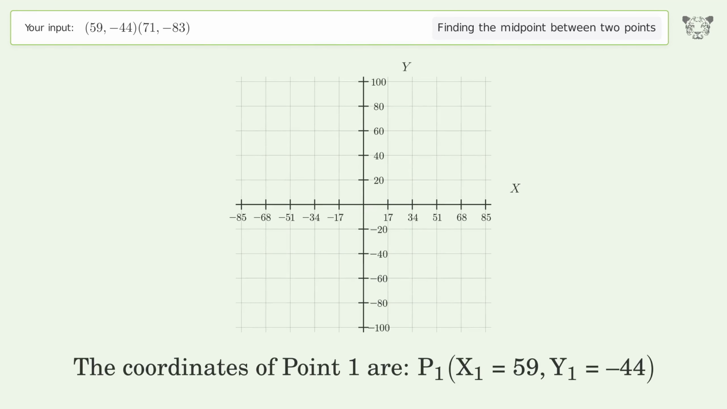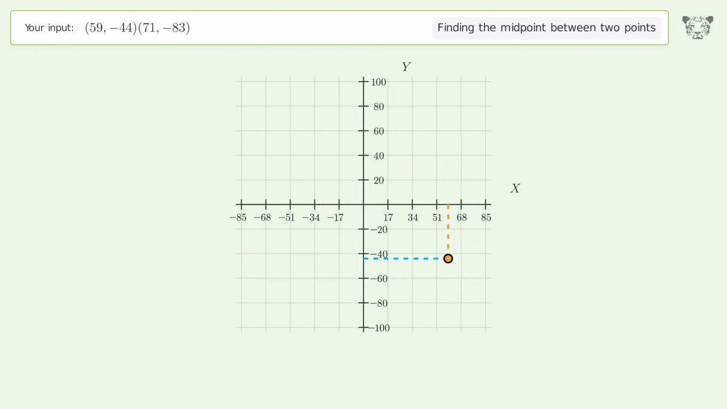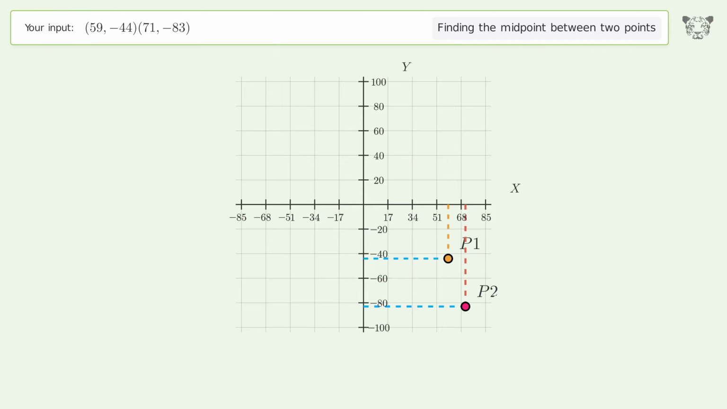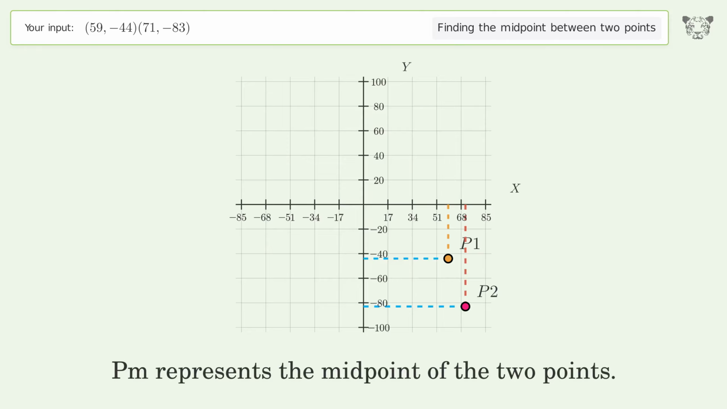The coordinates of point 1 are x1 equals 59, y1 equals negative 44. The coordinates of point 2 are x2 equals 71, y2 equals negative 83. PM represents the midpoint of the 2 points.